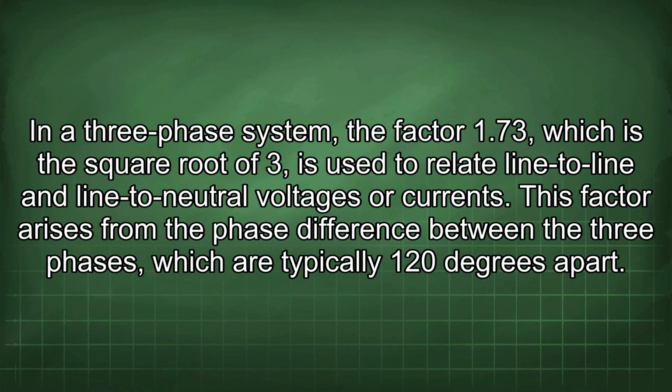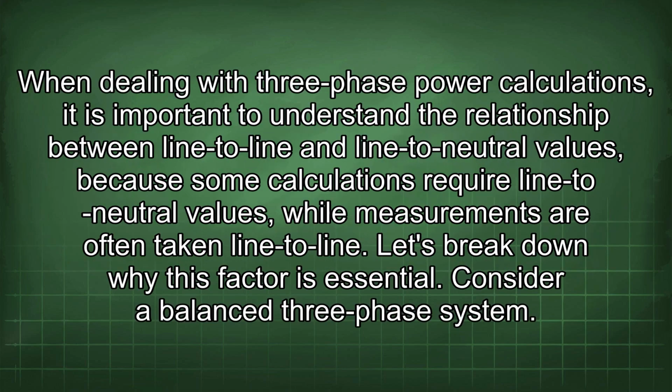In a three-phase system, the factor 1.73, which is the square root of 3, is used to relate line-to-line and line-to-neutral voltages or currents. This factor arises from the phase difference between the three phases, which are typically 120 degrees apart. When dealing with three-phase power calculations, it is important to understand the relationship between line-to-line and line-to-neutral values, because some calculations require line-to-neutral values, while measurements are often taken line-to-line.